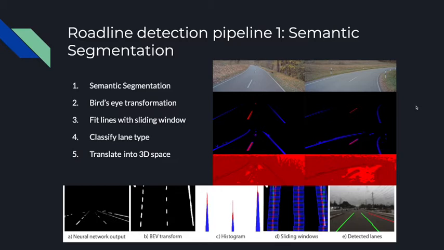These lines are then translated into 3D space. So, the lines are in bird's eye view, and then we know the measurements of where our cameras are, so we can translate these into 3D space. There's an additional step there where we can classify what the lane type is.